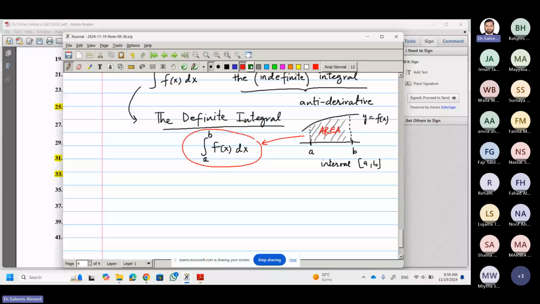So antiderivative was a function of x plus a constant of integration. But this is a number. The answer to this definite integral will be a number. The definition of this integral is this one.